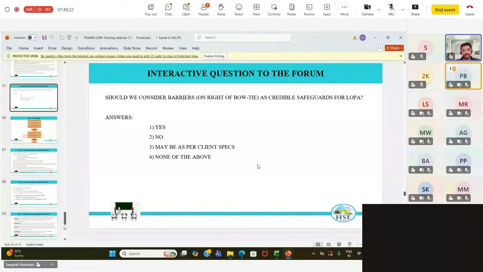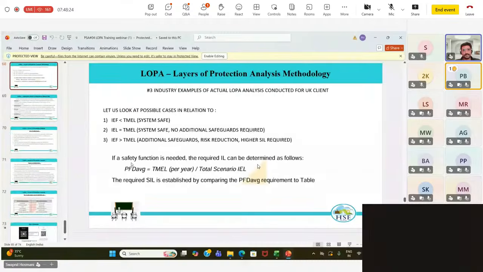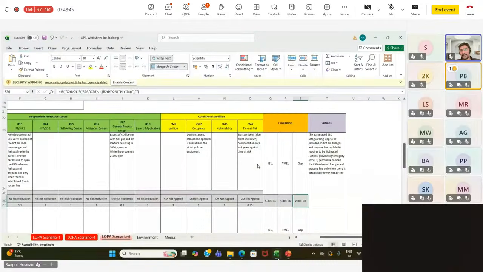Okay, see, if a safety function is needed, the required integrity level can be determined as follows. You calculate the PFD average, the probability of failure on demand. You look at the TMEL, which in our case is 10 raised to minus 6, and based on the total scenario, this gave us an answer of 2 into 10 raised to minus 3. That is calculated in this block. Okay, so this is the answer.